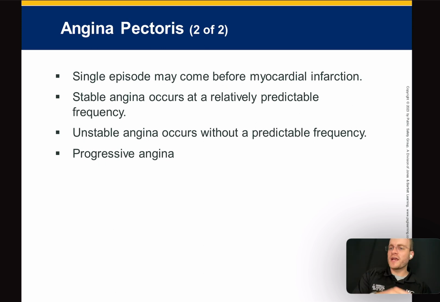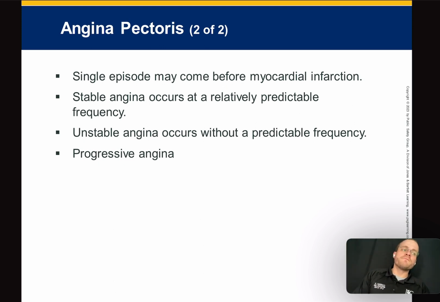So stable angina occurs at a relatively predictable frequency. For example, say someone lives on the third story of an apartment complex, a 58-year-old male who has been smoking for 20 years and has diabetes. And they say, every time I go upstairs to my apartment, I get chest pain, but when I sit on my couch, it goes away in 5 minutes. That's stable angina, right? Chest pain exacerbated with exercise, relieved with rest. It's predictable. If you go upstairs, you're going to get chest pain, right?